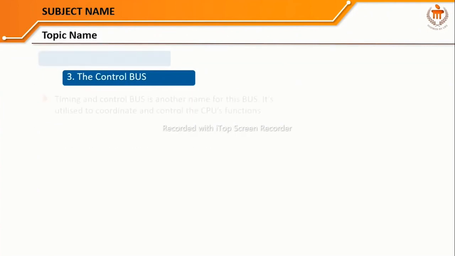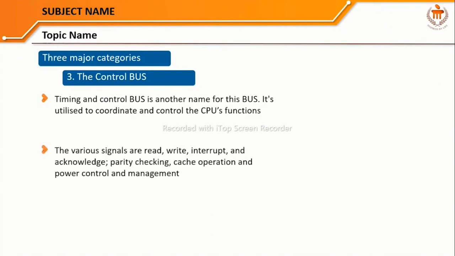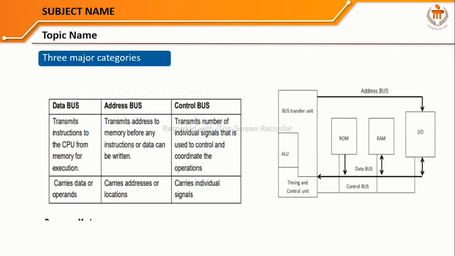Next one is control buses. What are the control buses and what is their role? Timing and control bus is another name for it. It is utilized to coordinate and control the CPU functions. It can coordinate and control functions like arithmetic and logical operations, and it can take the output and transfer it to a particular place using the address buses.